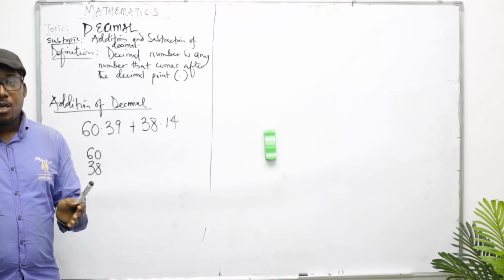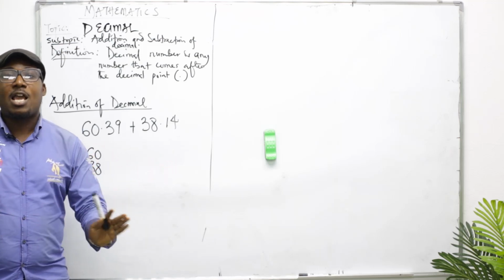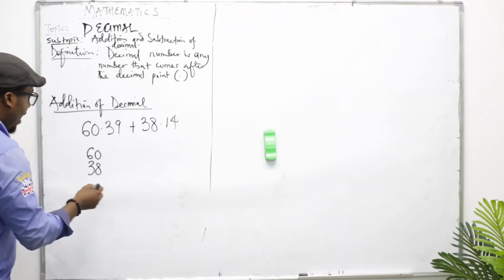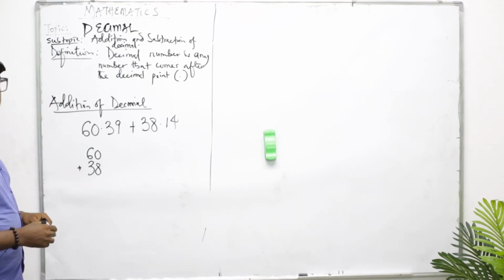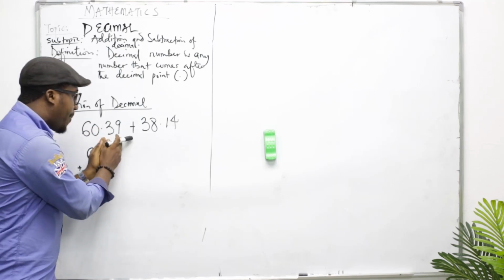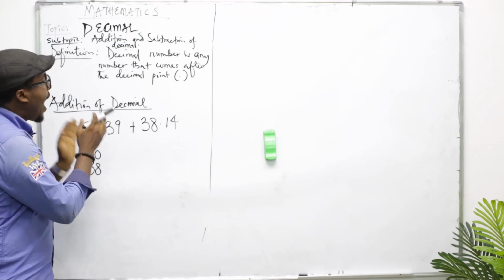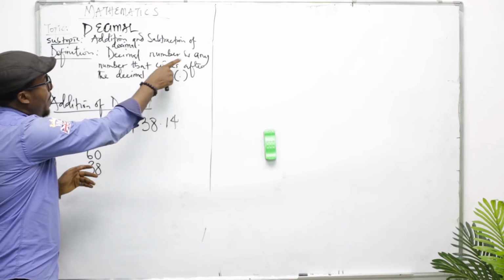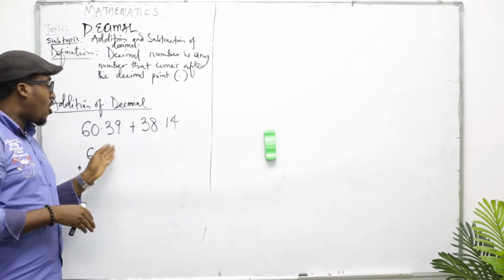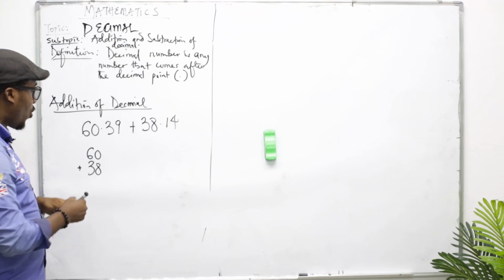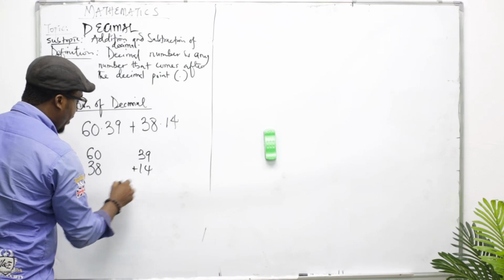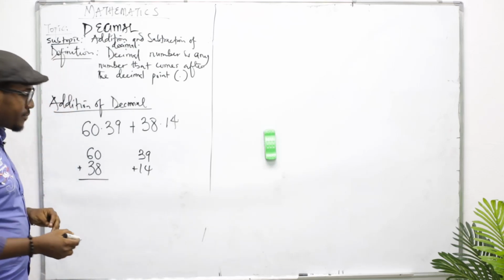You break it up, you take the whole numbers one side, and you take the decimal numbers the other side. So you have here 60 plus 38 rather. Now take the numbers that come after the decimal point we have established. Those are our decimal numbers. A decimal number is any number that comes after the decimal point. So we'll take them one side. We can put them here. 39 plus 14. We add up.